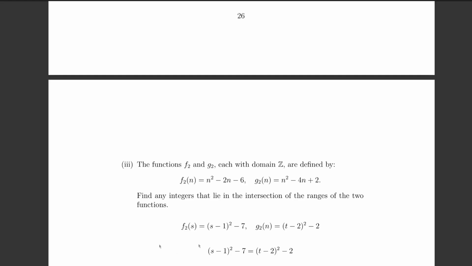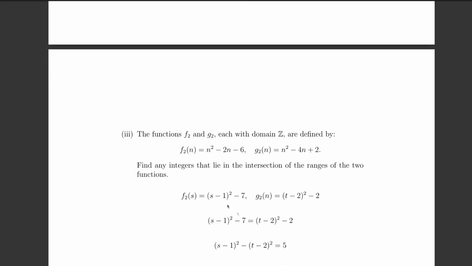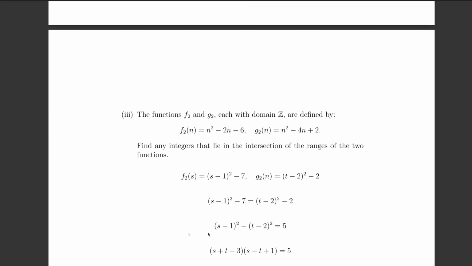Yeah, so set the two ranges equal to each other. Do basically the same thing as you did before. You get this equals 5 now. And then just factorize it with difference of two squares.